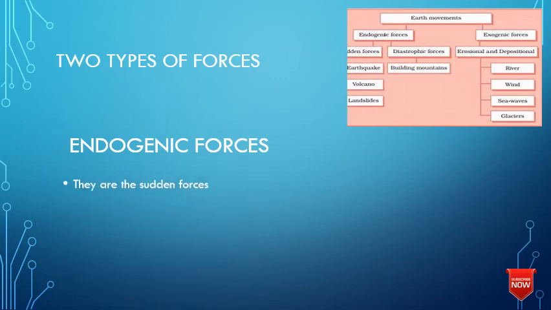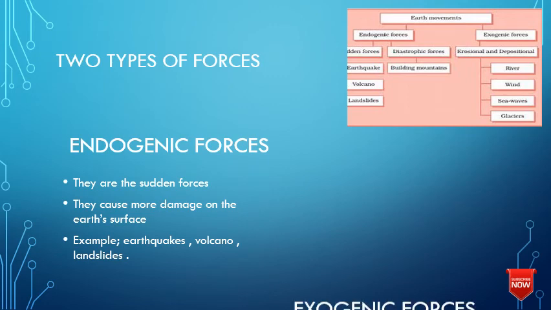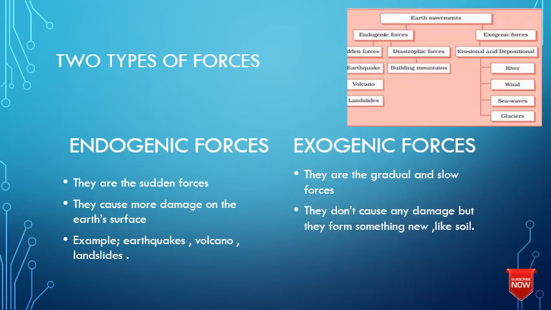Endogenic forces. They are the sudden forces. They cause more damage on the Earth's surface. Example, earthquakes, volcanoes and landslides. Exogenic forces. They are the gradual and slow forces. They don't cause any damage but they form something new like soil. Example, river, wind, sea waves and glaciers.